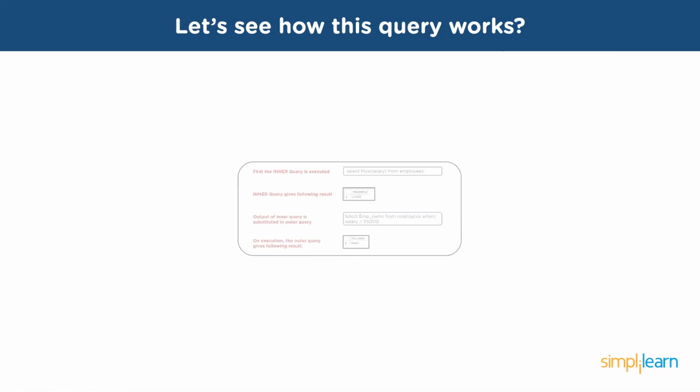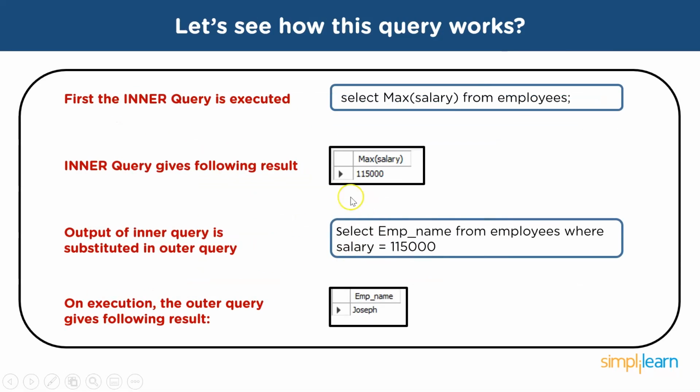Now if you want to break it down, here you can see first the inner query gets executed. Our SQL query will first execute the inner query that is present inside brackets, select maximum salary from employees. The result is $115,000, and then based on the returned result, our outer query gets executed. So the query becomes select employee name from employees where salary equal to $115,000, and that employee is Joseph.